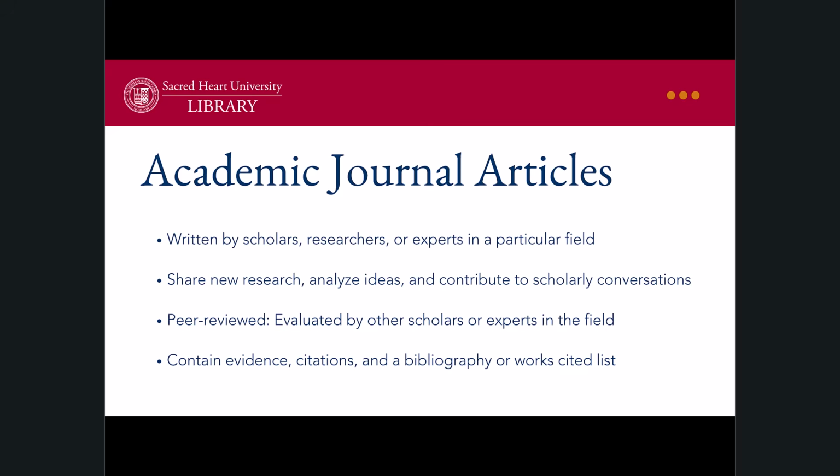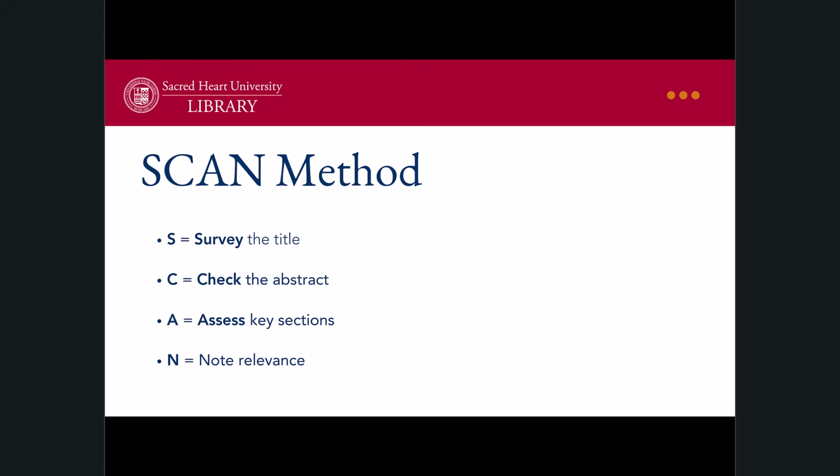Unlike many websites or popular news articles, academic journal articles often include evidence, citations, and a bibliography or works cited list, as well as detailed explanations of the author's research or argument. Because these articles are written for an academic audience, they may contain specialized vocabulary or discipline-specific terminology. While academic journal articles can seem challenging at first, you don't need to read or understand every word to determine if an article will be useful for your research. By using the SCAN method, you can quickly identify the article's main ideas and decide if it is relevant to your research. Let's learn more about the SCAN method.